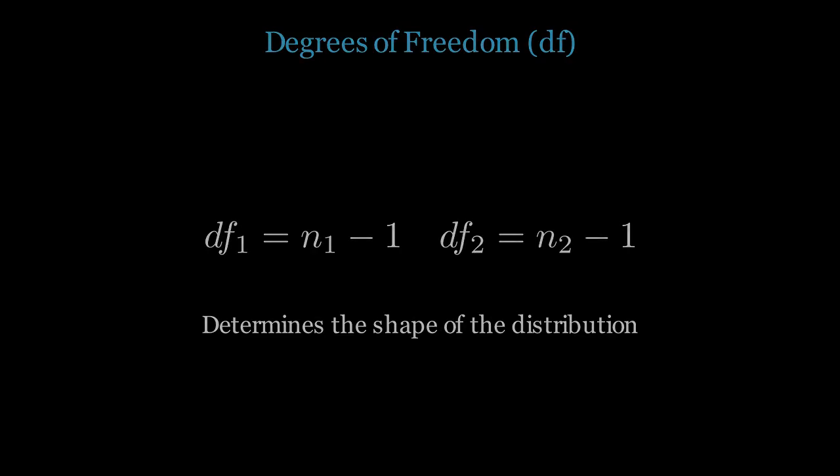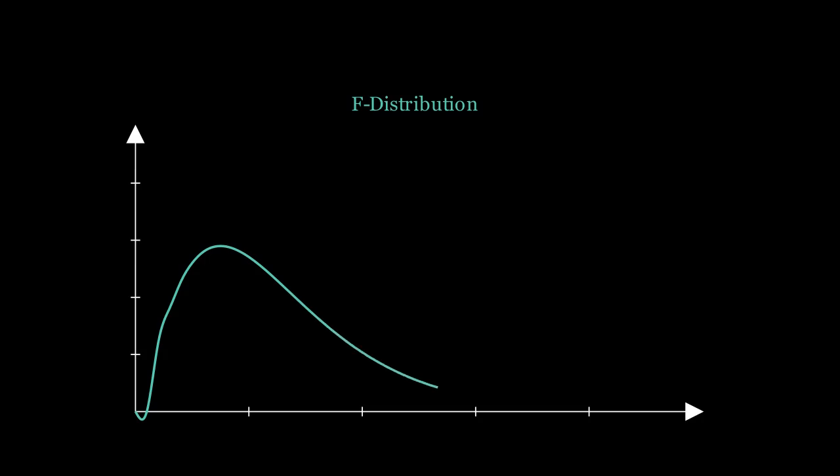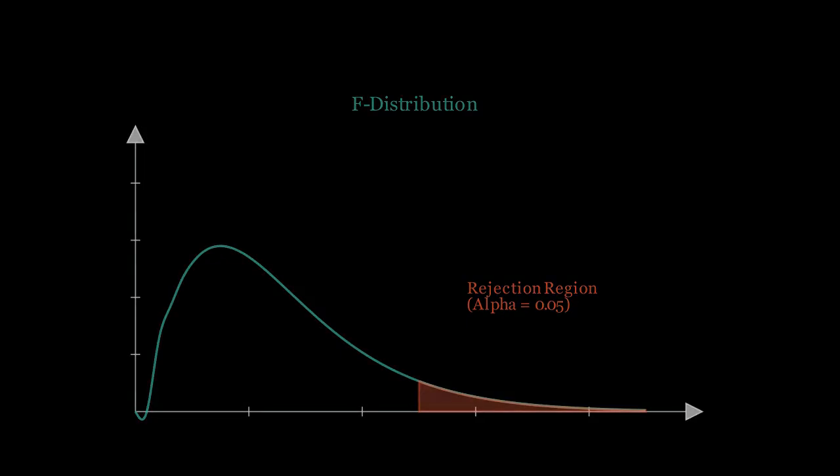But we can't just look at the number. We need context, and that context comes from degrees of freedom, denoted as df. Since we are comparing two samples, we have two sets of degrees of freedom, one for the numerator and one for the denominator. Calculated as n-1 for each group, these values shape the F distribution, a skewed curve that starts at 0 and stretches toward infinity, never going negative because variances are squared. Unlike the familiar bell-shaped normal distribution, the F distribution is non-symmetric. Its shape changes drastically depending on your degrees of freedom.